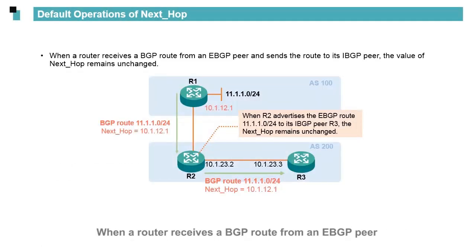When the router receives a BGP route from an eBGP peer and sends the route to its iBGP peer, the value of next hop remains unchanged. That is, when R2 sends the route to R3, the next hop of the route is not changed. However, when the route is added to the BGP routing table of R3, the route is unavailable because the next hop 10.1.12.1 is unreachable. There are two solutions to this problem.